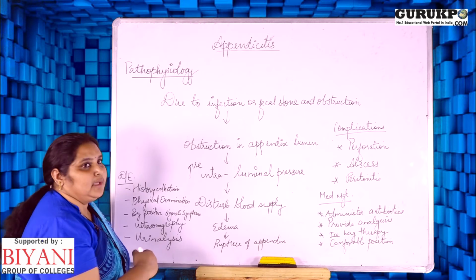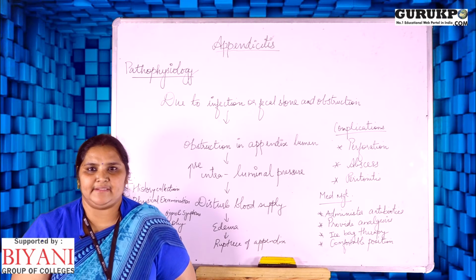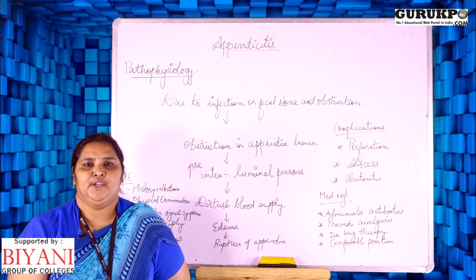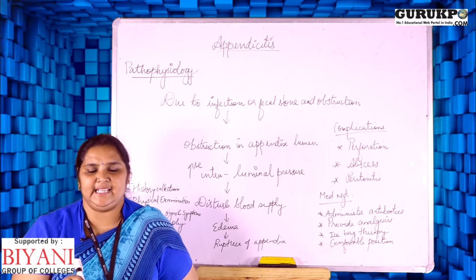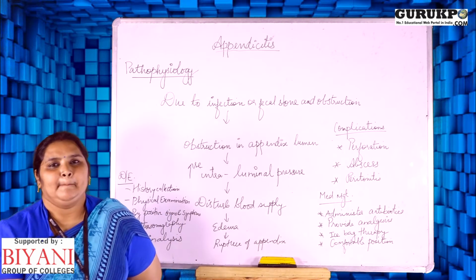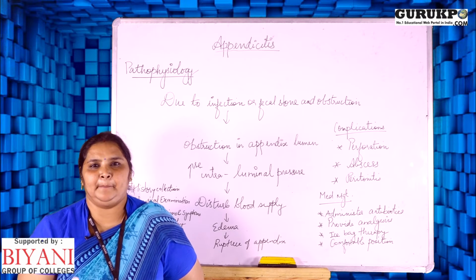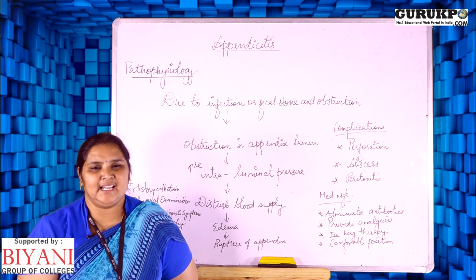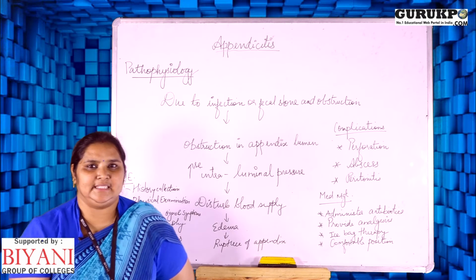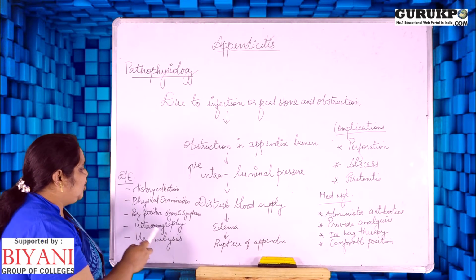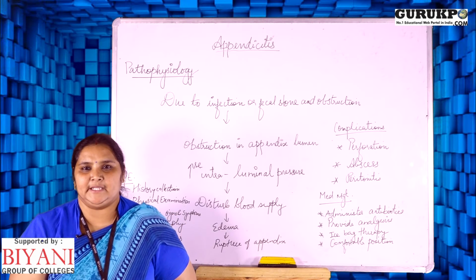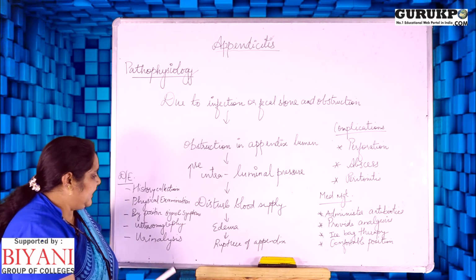The first one is McBurney's point. As I have already told, it is the midway between the umbilicus and the iliac spine; that spot is known as McBurney's point. And in the Rovsing sign, while palpating at the left side, you will feel pain at the right side, because of the movement of the bowel. Next, by doing ultrasonography we can find out whether the person is having appendicitis, and we can confirm it.